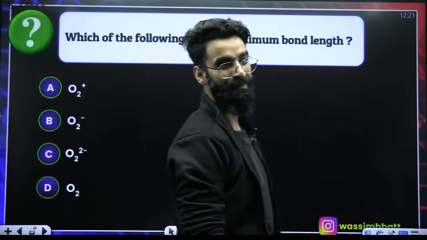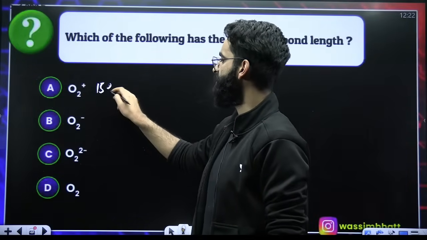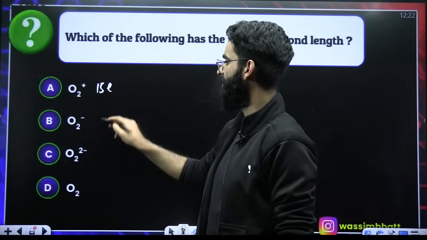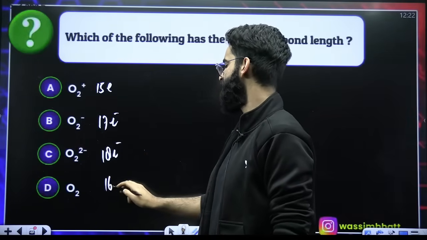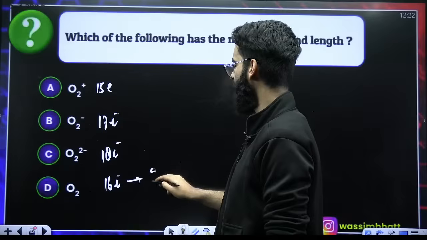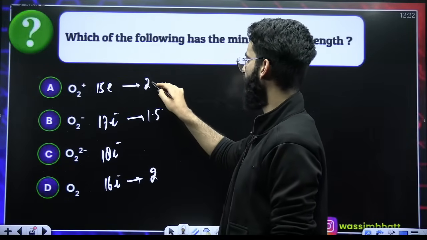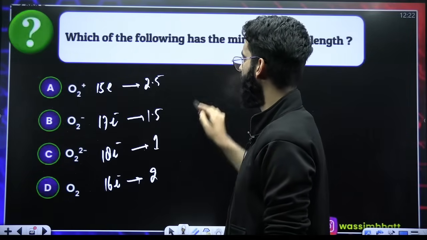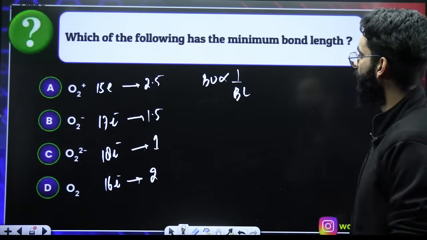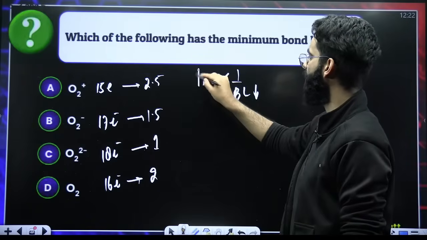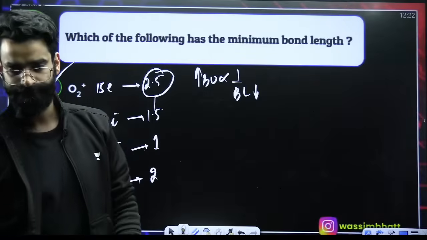Which of the following has got minimum bond length? Calculate the bond order. First of all, this is 15 electron species. This is 17 electron. This is 18 electron. This is 16 electron. 16 electron species have got a bond order of 2. 17 have got 1.5. 15 have got 2.5. 18 have got 1. You know your bond order is inversely proportional to bond length. For the bond length to be minimum, bond order has to be maximum. Where is the bond order maximum? In the first one. So answer is A.